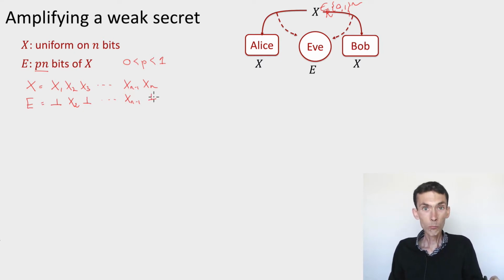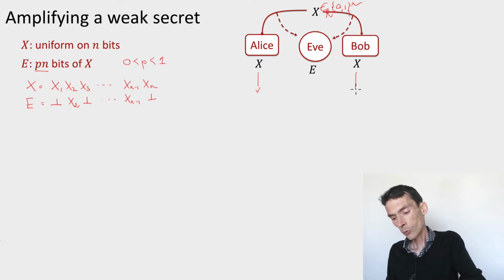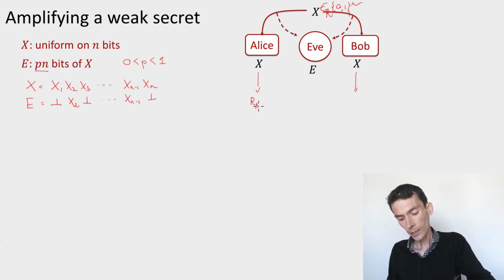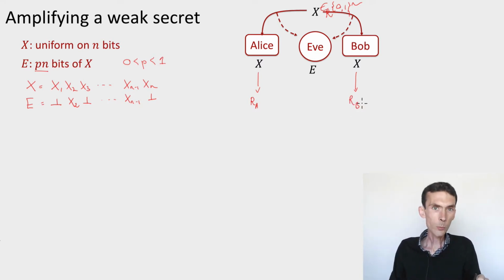Alice and Bob know that the eavesdropper has stored pn bits, but don't know which bits it has stored. And their goal is to come up with shorter strings, Ra and Rb, that are identical and are as close as possible to uniformly distributed from the point of view of the eavesdropper. So how do we do this?